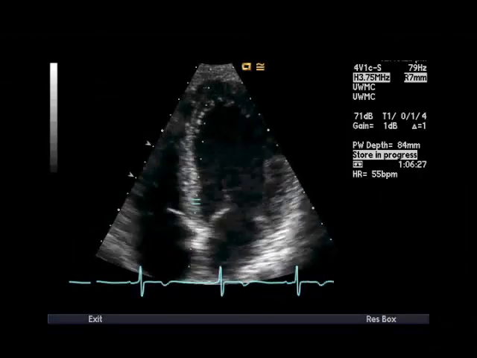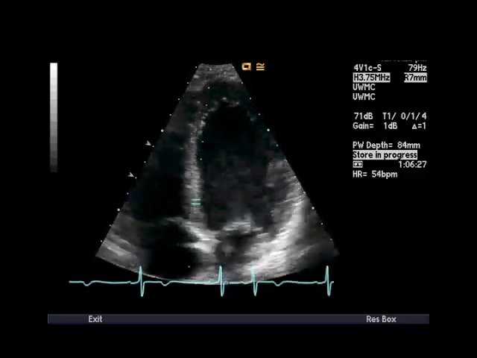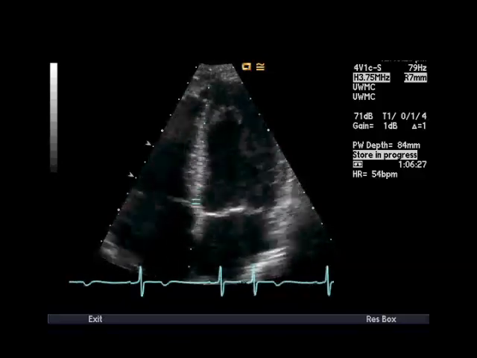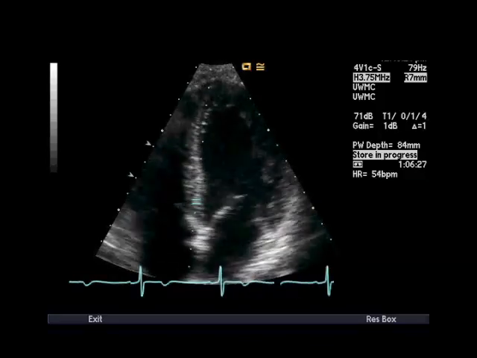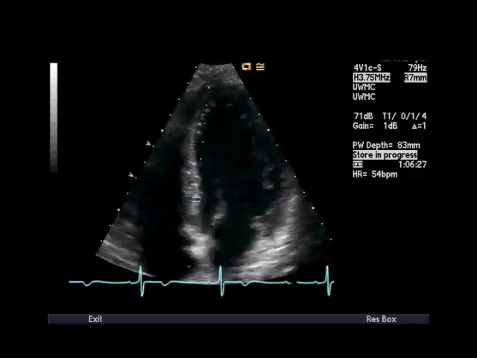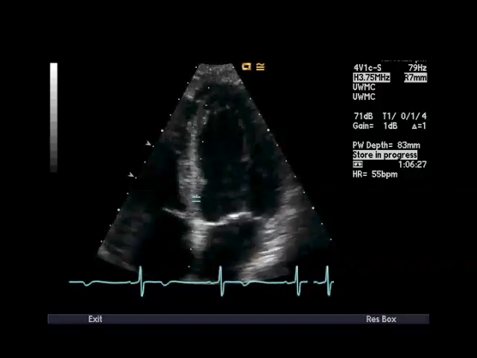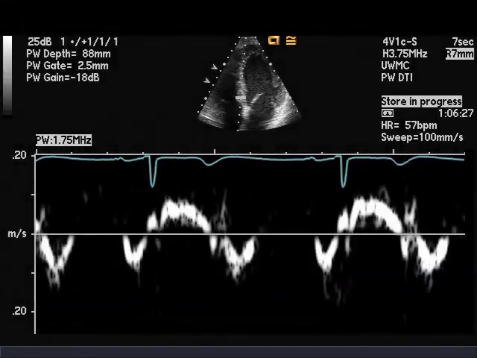Tissue Doppler velocities can be recorded after adjusting instrument settings with the sample volume positioned in the basal septum adjacent to the mitral annulus in the 4-chamber view. The recorded tissue Doppler signal shows the early diastolic motion of the myocardium away from the transducer, called E', followed by the myocardial motion after atrial contraction, called A'.